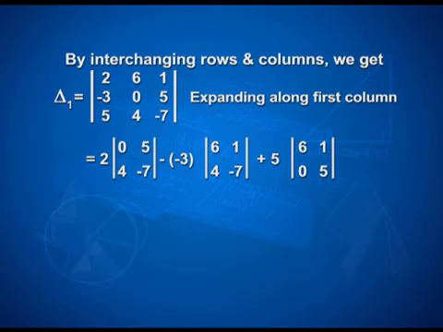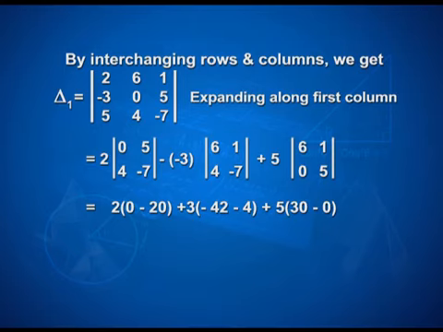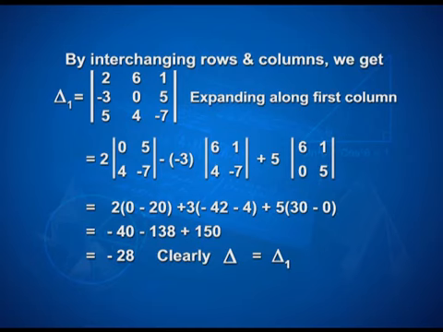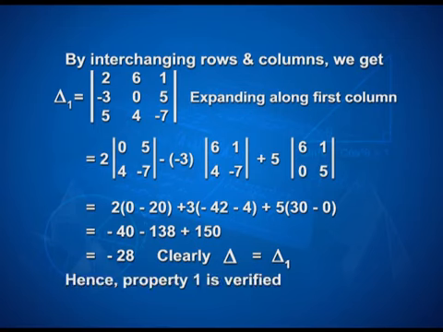On simplifying, we get 2 into 0 minus 20 plus 3 into minus 42 minus 4 plus 5 into 30 minus 0. This gives 2 into minus 20 as minus 40 minus 138 plus 150, that is minus 28. So, clearly we have seen that the previous determinant is equal to determinant 1. Hence, the first property is verified, which says on interchanging rows and columns, the value of the determinant remains unchanged.